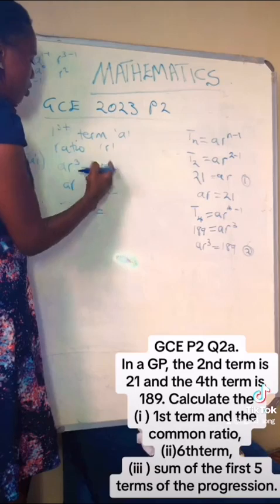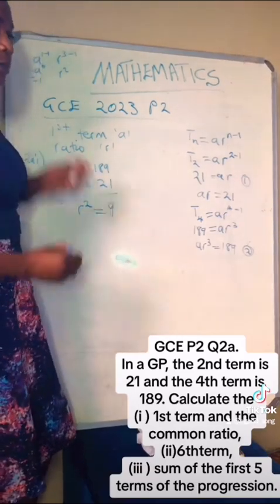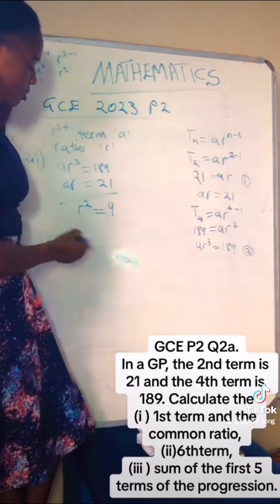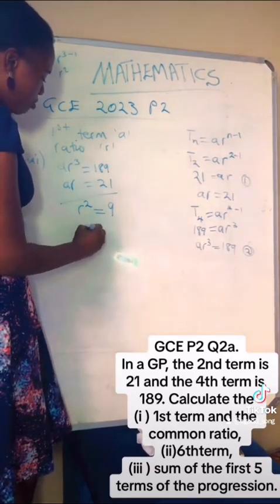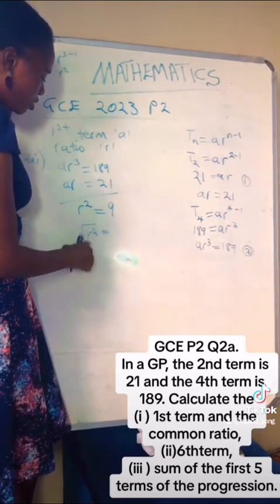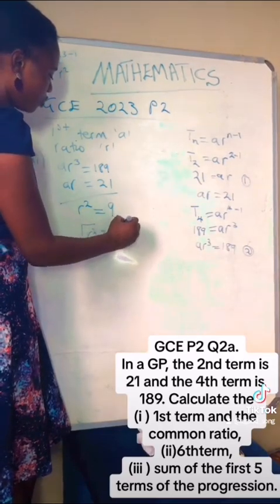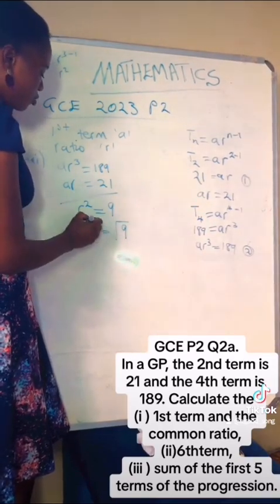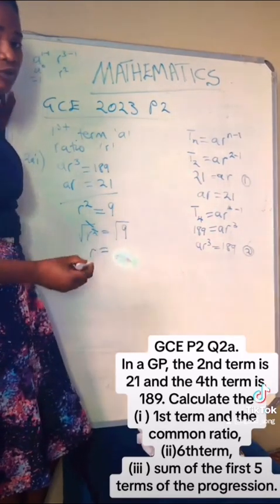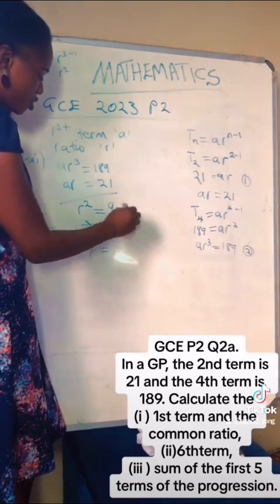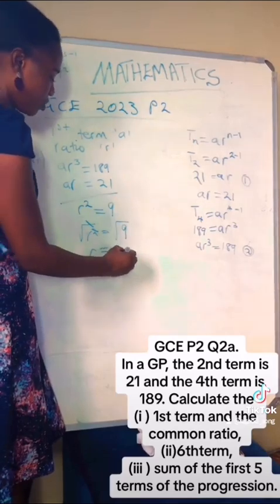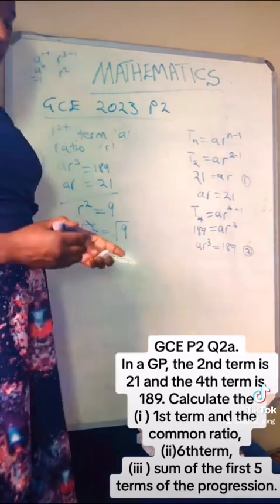Then 21 into 89 is 9. We are looking for R, so we cannot leave it here. We need to get rid of the square, and we do that by introducing the square root both sides. So the square root of R squared equals the square root of 9. So this square cancels with the square root. We remain with R. Then the other side, the square root of 9 is 3. And since we are dealing with the square root, we have positive or negative 3. So we have two solutions there.